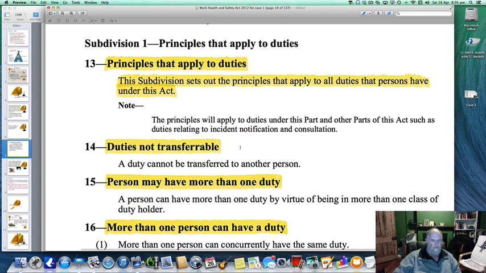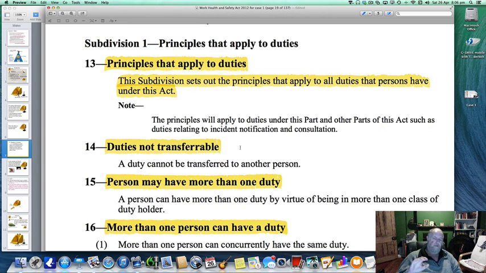Okay, then duties are not transferable, so you can't give a duty that you have to someone else and wash your hands. A lot of people in contract management try and do that. They'll say, oh, all care will be taken, but when it comes to it, in the end, it's up to you. Can't do that. You can do it in contract law, but you can't do it in this scenario.